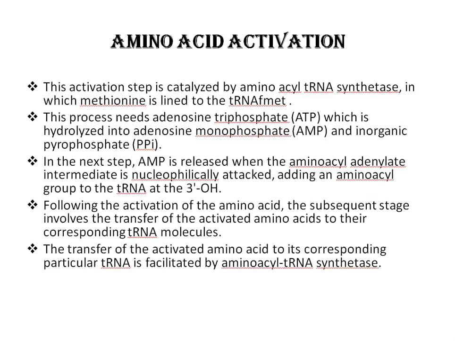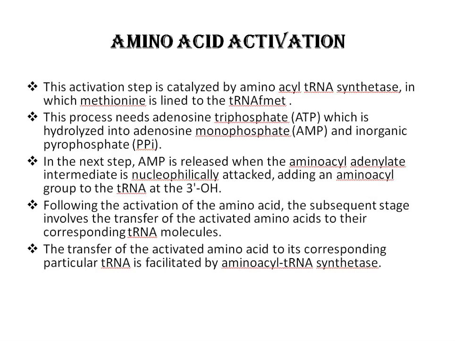The activation of an amino acid involves the attachment of the amino acid to the 3' end of the relevant tRNA molecule, and this process needs adenosine triphosphate, which is hydrolyzed into adenosine monophosphate and inorganic pyrophosphate. In the next step, this adenosine monophosphate, AMP, is released when the aminoacyl adenylate intermediate is nucleophilically attacked, adding the aminoacyl group to the tRNA at the 3'-OH.